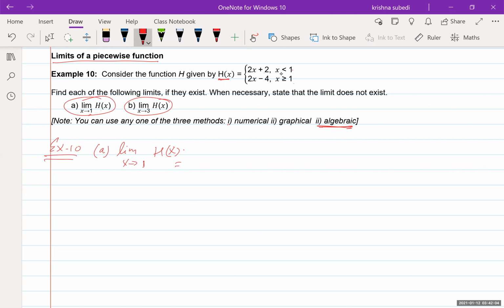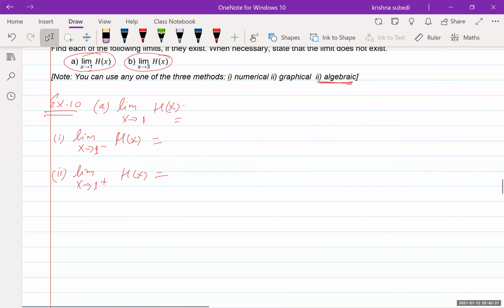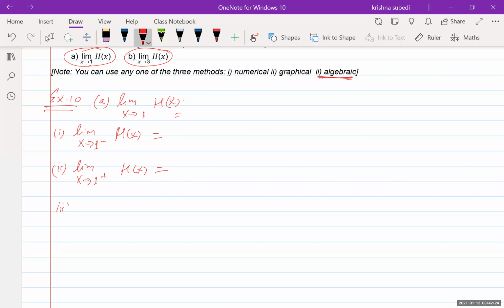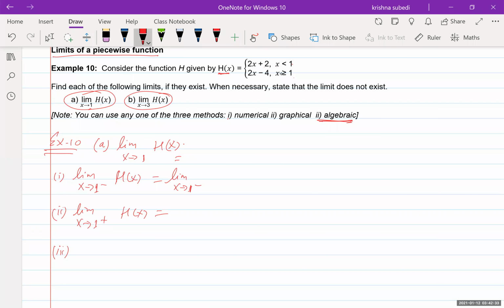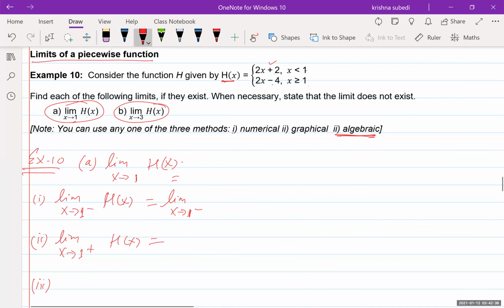In order to do that, we find the left-hand limit. First, you find limit x tends to 1 minus of h of x. Find that. And then limit x tends to 1 plus of h of x. Find that. And then see whether the two are equal or not. Let's see. Limit x tends to 1 minus. Now, the function is when x is a little bit less than 1. Is that the first piece or the second piece? Look at the function and tell me.